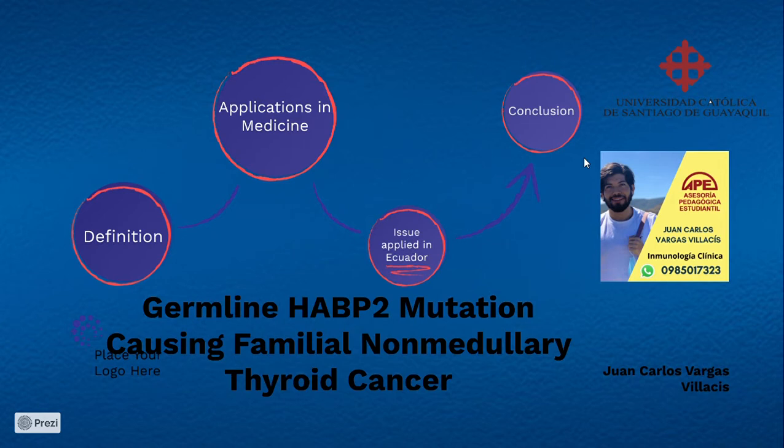My name is Juan Carlos Vargas, and today's topic will be Germline HABP2 mutation causing familial nonmedullary thyroid cancer.